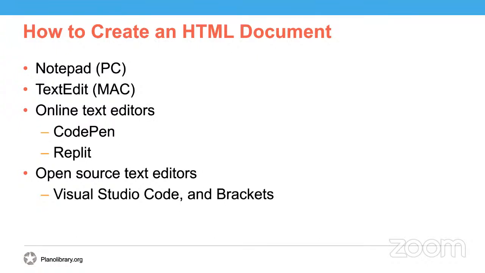As an introduction, you can start out with an online editor such as Replit to test the waters, and then move on to an open source editor like Visual Studio Code that you would need to download. Alternatively, if you're using a Windows computer, you can use Notepad, and if on a Mac, you can use TextEdit. In this program, we're going to use Replit, which is an online code editor.